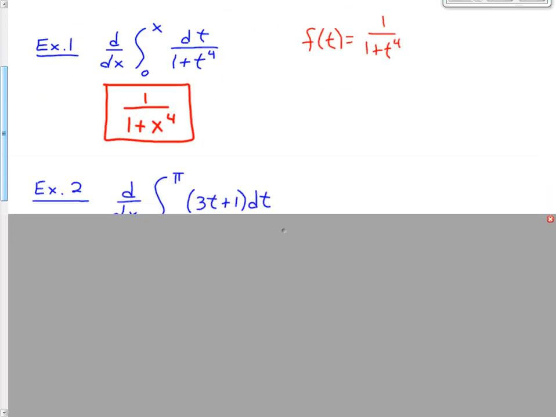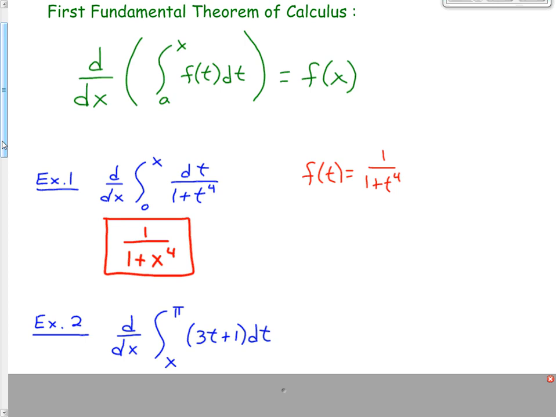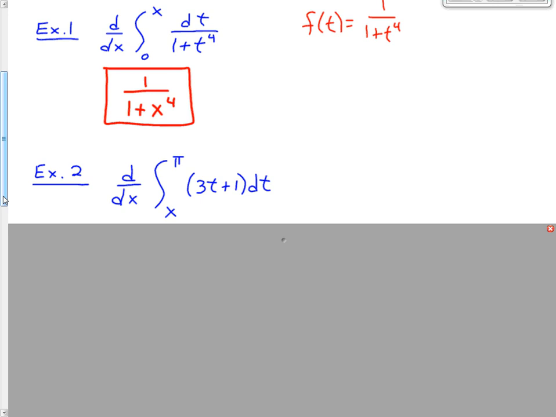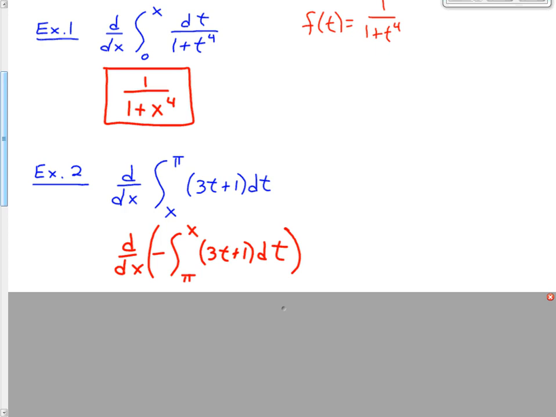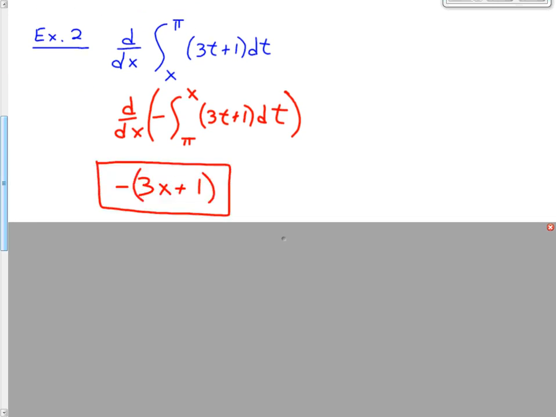How about this one? Well, this doesn't quite fit our theorem. That's a constant there, and then that's a variable x up there. And that's not what we have in this case. So we can use one of our properties of integrals, and we can switch these limits of integration by taking the opposite of the integral. Now we can apply the first fundamental theorem of calculus, and the derivative of that integral will be the function, so 3x plus 1, and then times negative 1.